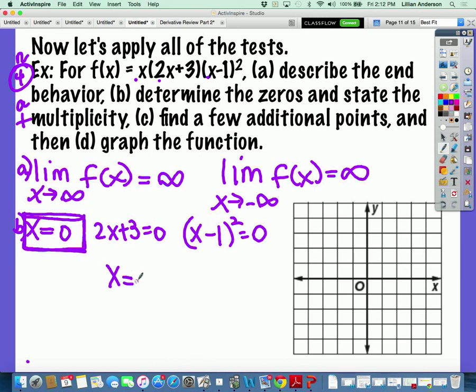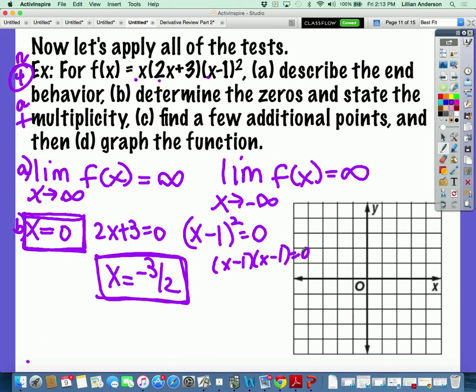x equals -3/2 is another one of our zeros. And again, we get that by subtracting 3 and dividing by 2. What about over here? You have to do the FOIL. This would be a tangent here. Okay? Because think about it. x minus 1 squared is the same thing as saying x minus 1 times x minus 1. So you would set both of those factors equal to 0. And you would get how many ones? 2. So 1 has a multiplicity of 2.